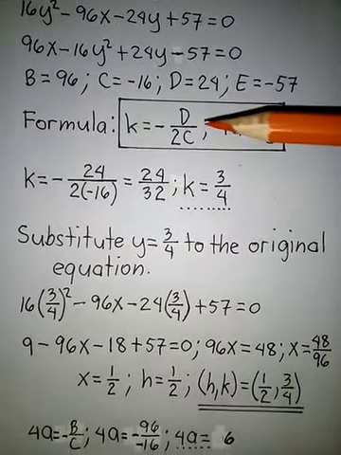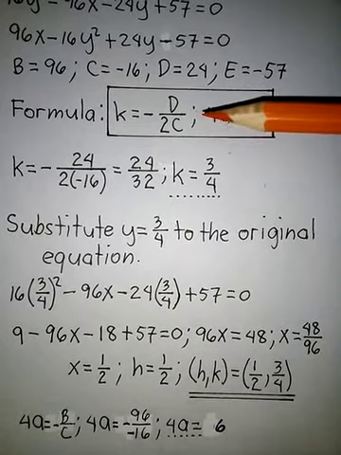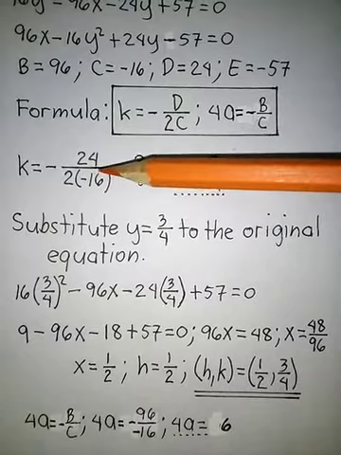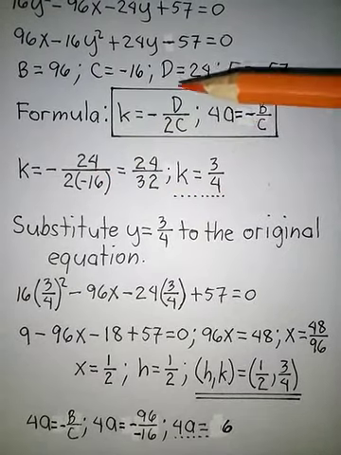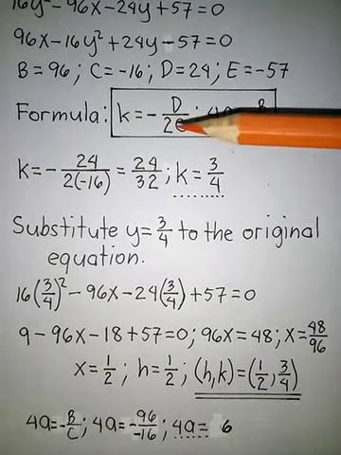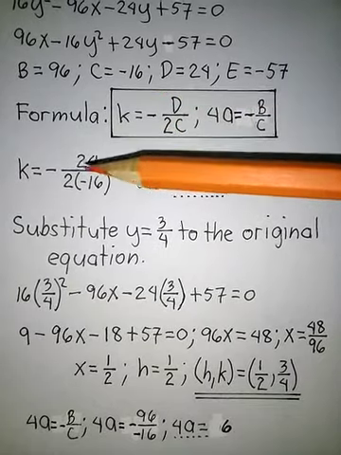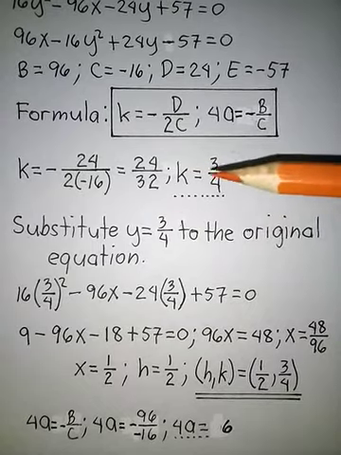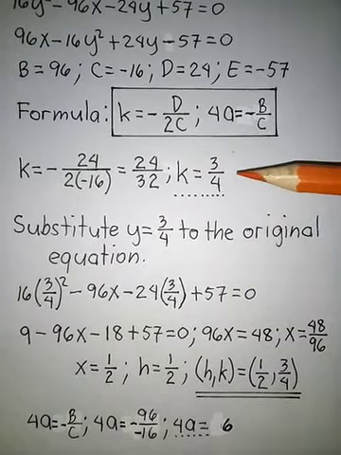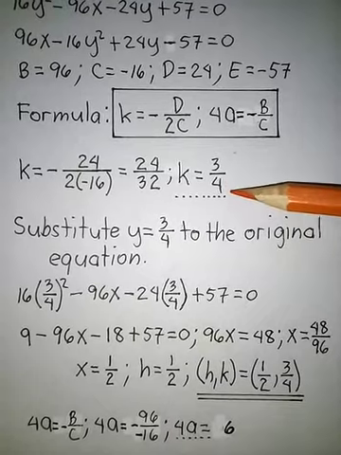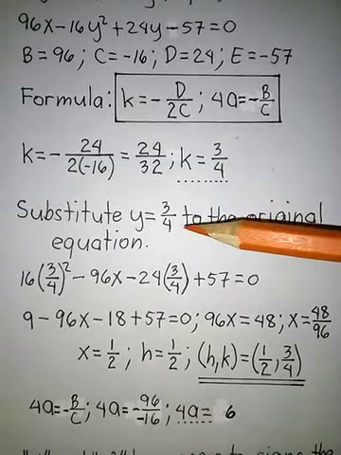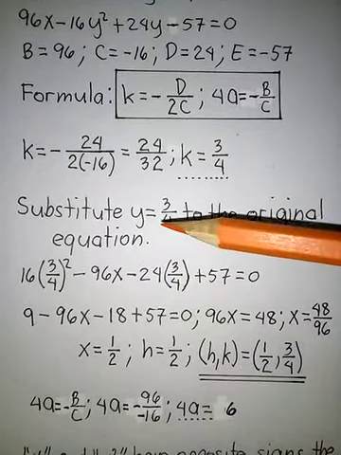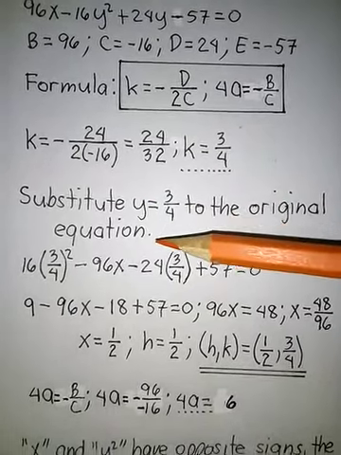Now, we will use this formula: k is equal to negative d over 2c. So, we will have negative, our d is 24, and then 2, and our c is negative 16. So, negative will become positive, 24 over 32, or k is equal to 3/4. Now, let us substitute this value to variable y in our original equation. So, substitute y is equal to 3/4 to the original equation.